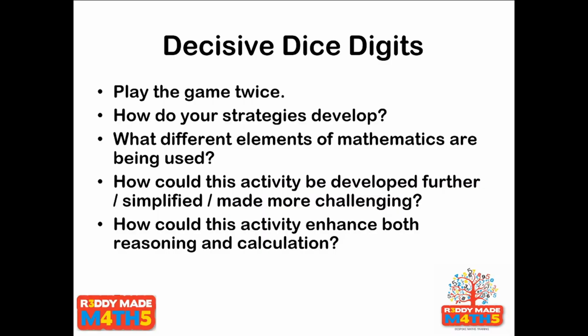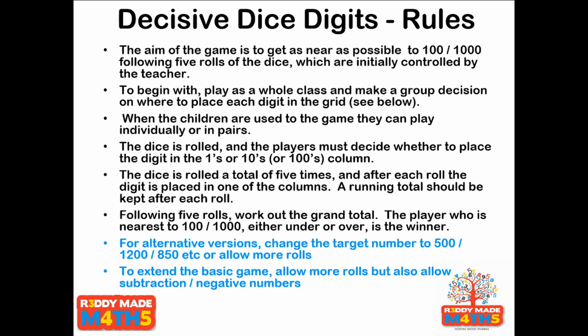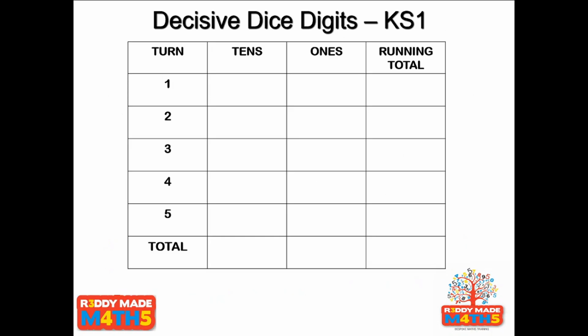You've just had a look at the game Decisive Dice Digits, an absolutely superb game. I'm just going to show you a couple of other variations of it. Here are the rules. I won't read them to you, just in case you didn't see them on the screen earlier, to give you the chance in your own time to read through them. There's quite a few variations there and some alternatives at the bottom.